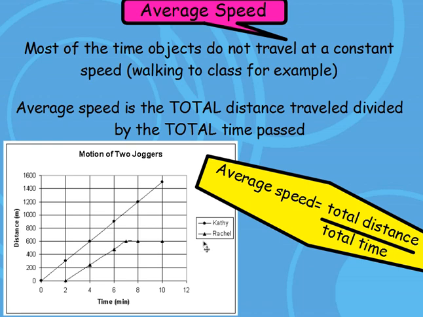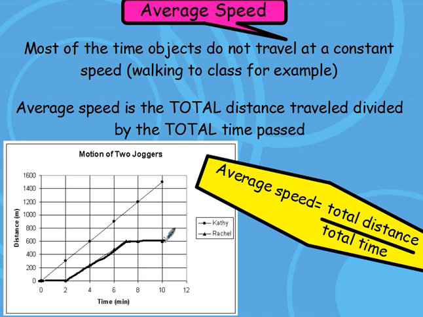Let's calculate the average speed of Rachel. So she's this line. The first thing we want to do is take a look at what's going on here. It looks like the race started here at 0. Well, it looks like Rachel, maybe she was tying her shoe, because she didn't start running until 2 minutes had elapsed. So it took her 2 minutes to even start running. Then she started running, but then something happened right here at about the 7-minute mark. She stopped moving again. Her total distance did not go further than 600. She did not finish the race.